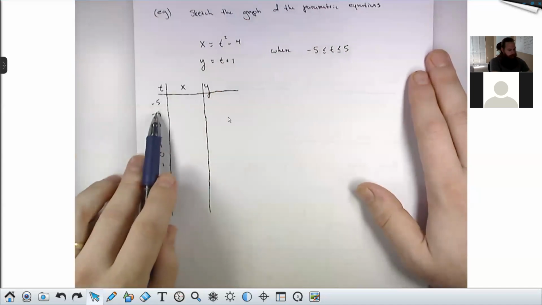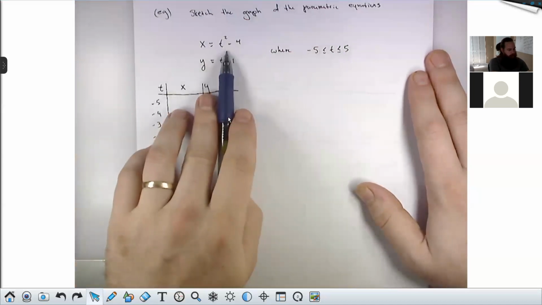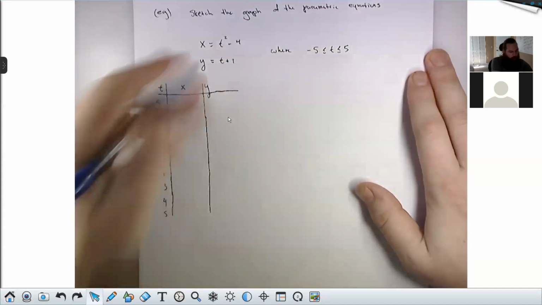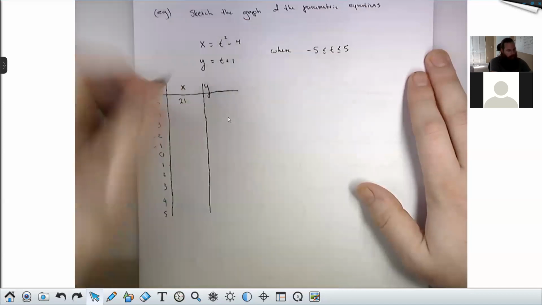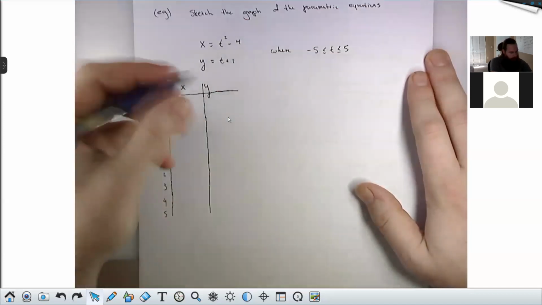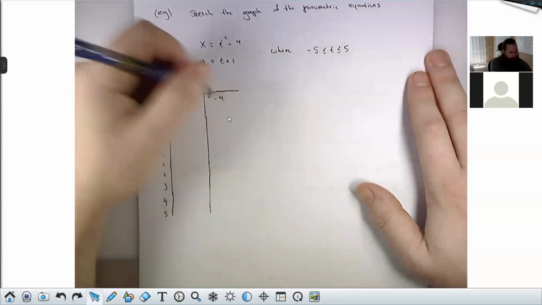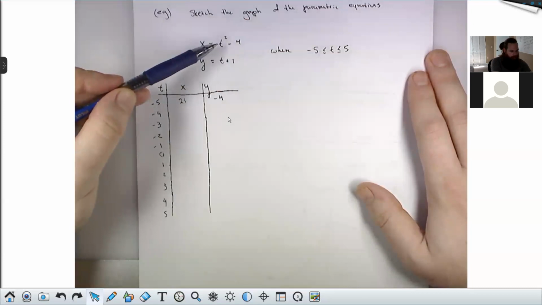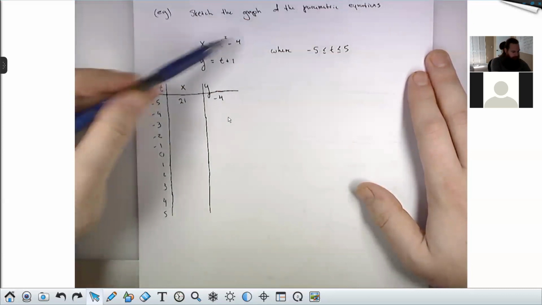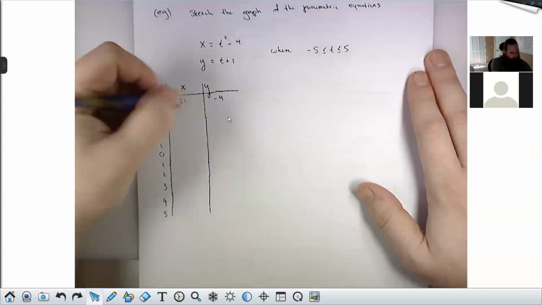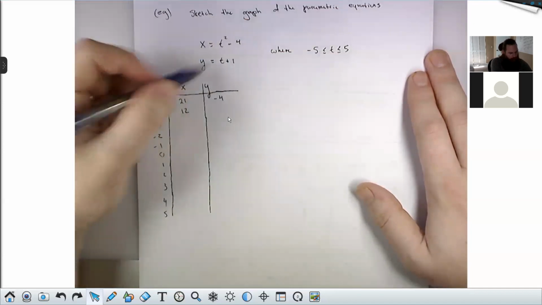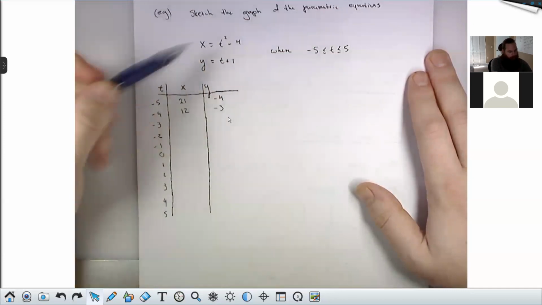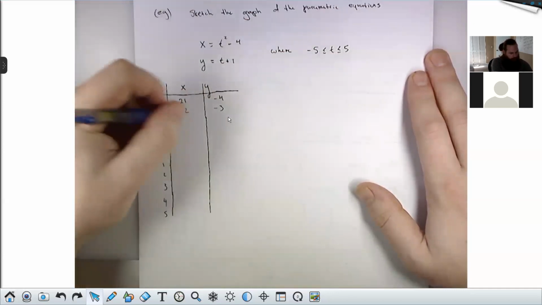If I plug in -5 for t, x of -5 is -5 squared, which is 25, minus 4. So that would be 21. And y would be -5 plus 1, which would be -4. If I plug in -4 for t, x would be -4 squared minus 4, which is 16 minus 4, which is 12. And -4 plus 1, y here would be -3. I'll keep going, -3, that would be 9 minus 4 is 5.